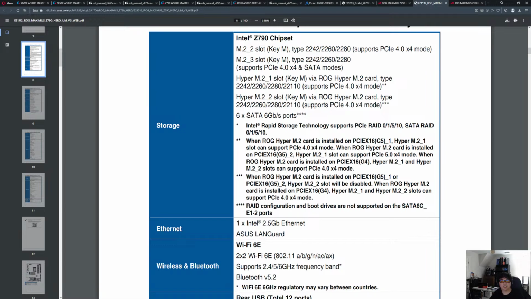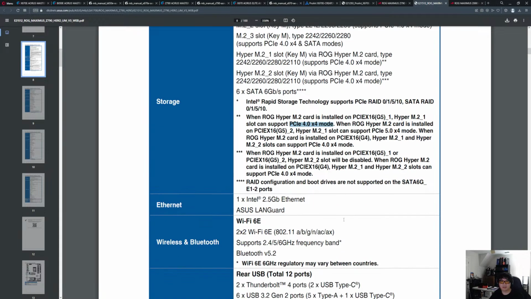Oh, okay, wait. Hold on. This is Gen 5. G5 means Gen 5, Gen 5, Gen 4. So when the M.2 is installed in the Gen 5 slot, this is 4.0? Wait, Hyper M.2 slots? What's Hyper M.2?